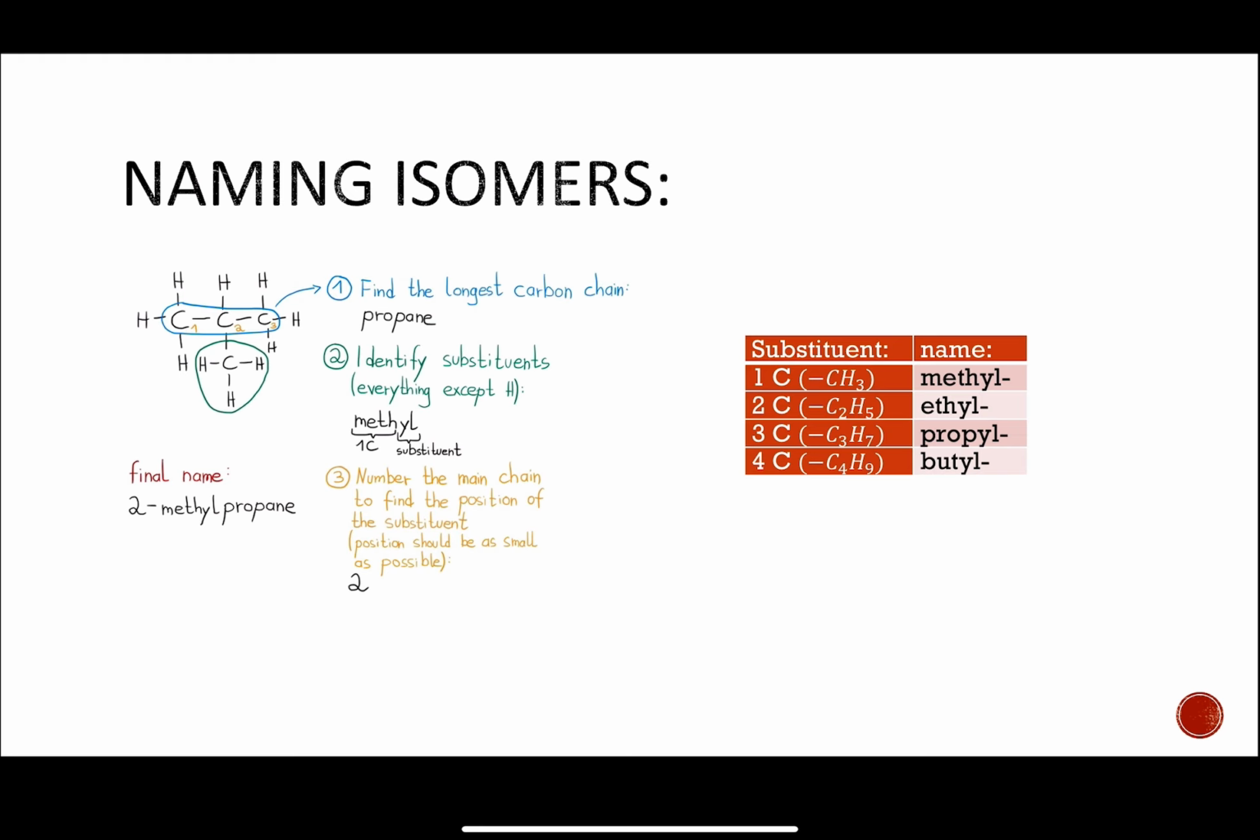In the second step, we have to identify the substituents, and a substituent is anything except for a hydrogen atom. And the green encircled part of the molecule is the substituent. We have 1 carbon atom bonded to 3 hydrogen atoms. And the name of this substituent is methyl.